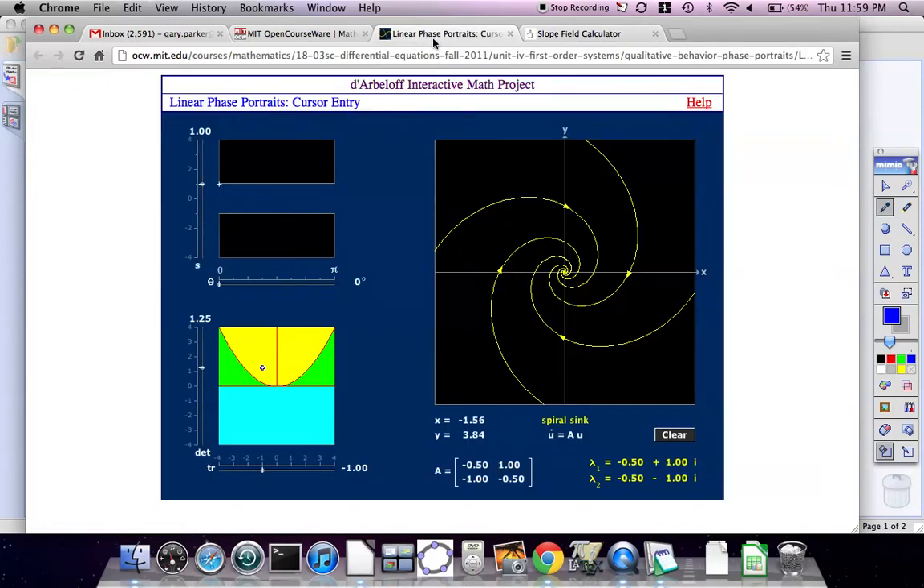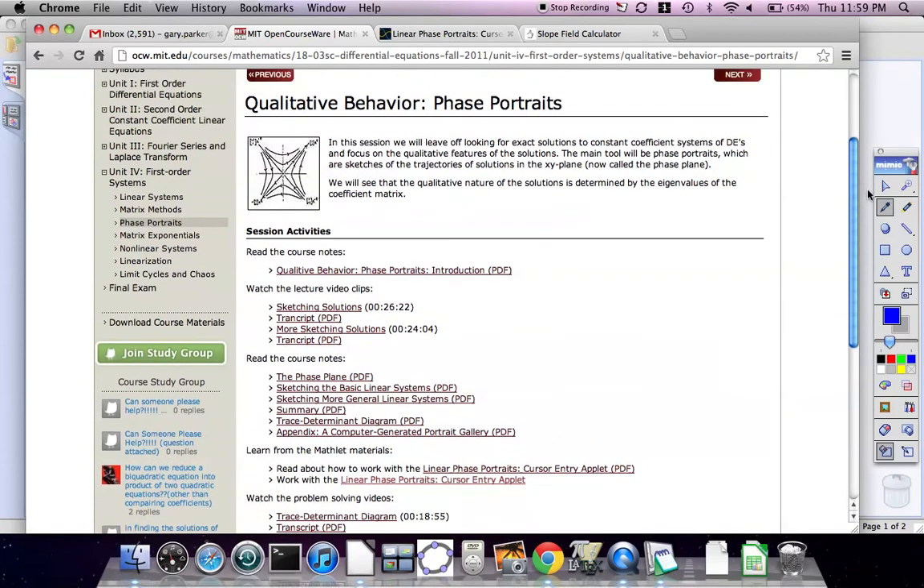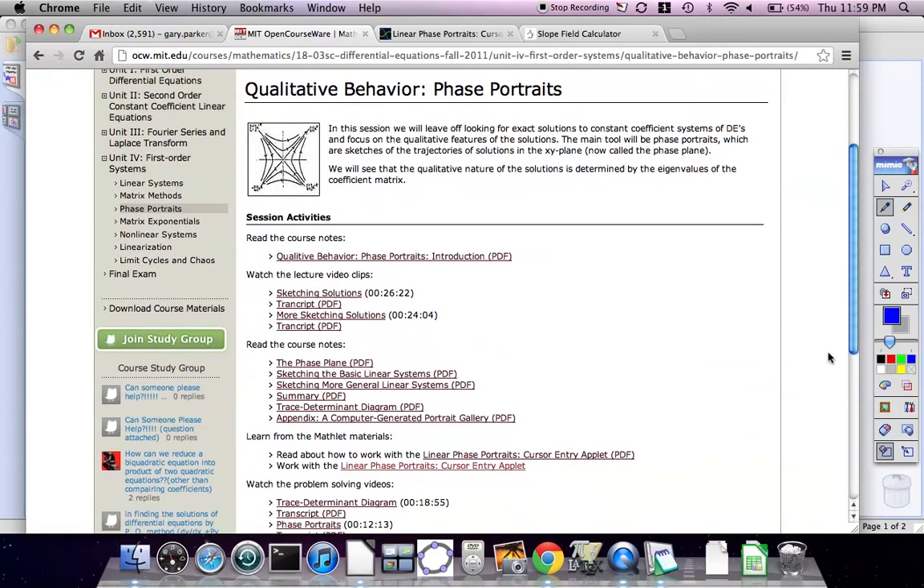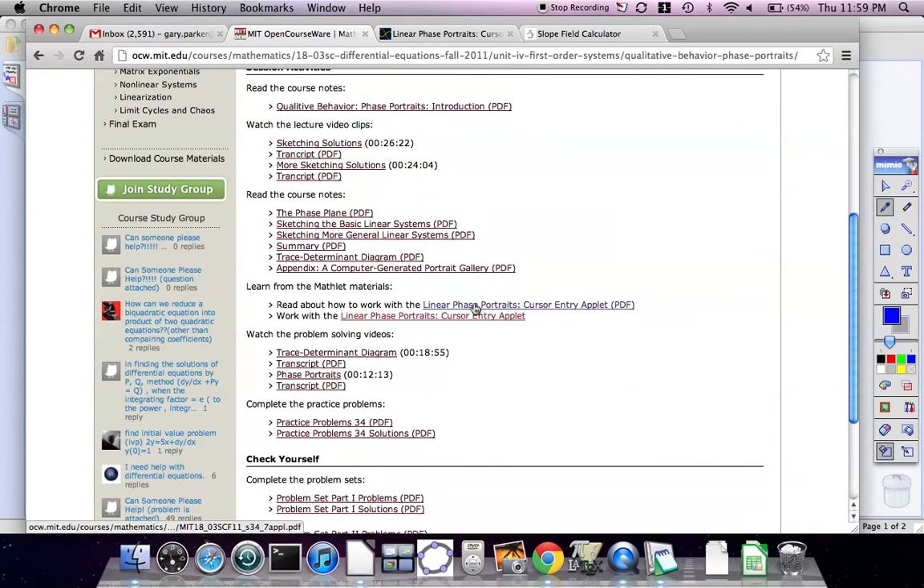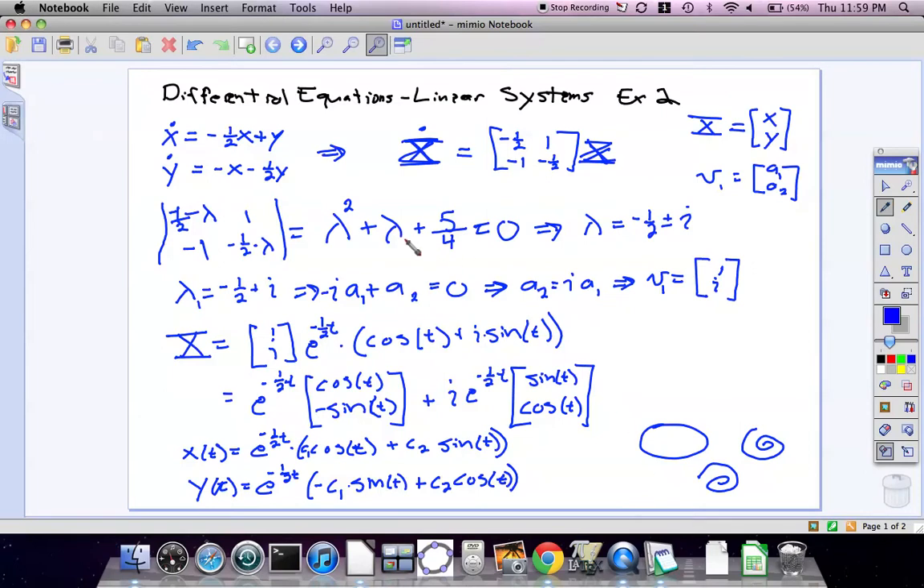MIT has a really, really nice phase plane program in their differential equations course, under first order systems, phase portraits. It's their applet. Right here, there are directions on using it. But it's pretty straightforward. I identify what my trace is here, which I calculated as -1. Back to the notes to confirm that. It's always the opposite of the trace here. The opposite of -1 is a +1.